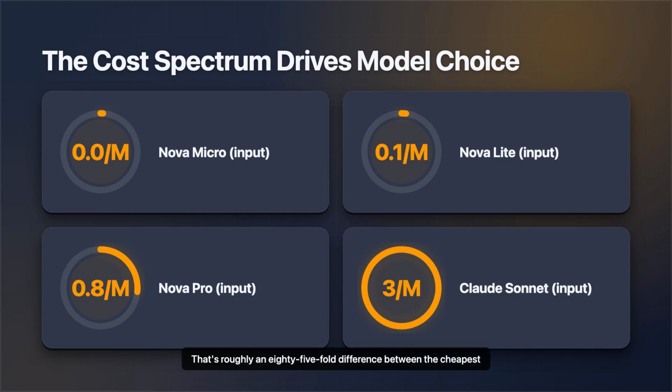That's roughly an 85-fold difference between the cheapest and the priciest on this slide alone, and the gap gets wider once you include frontier tiers. Rates change often, so always check the official Bedrock pricing page, but the shape of this spectrum is the point. Your model choice is your biggest cost decision.